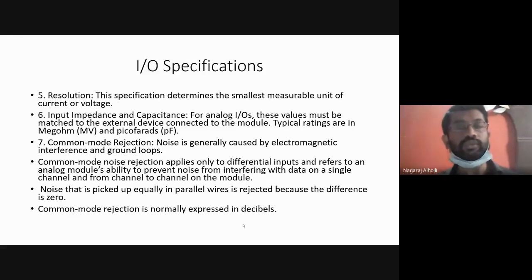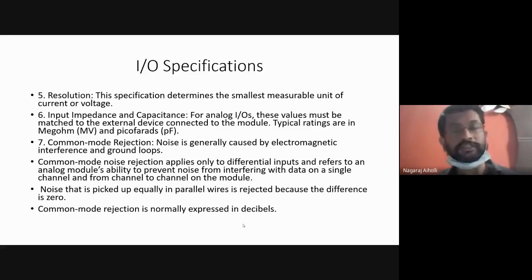5 minus 3, it will be 2 millivolts. The noise is getting reduced. Correct. That is called differential signaling. It is differential inputs and refers to the analog module's ability to prevent noise from interfering with the data on a single channel and from channel to channel on the module. Noise is picked up equally in parallel wires and it is rejected because the difference is 0.